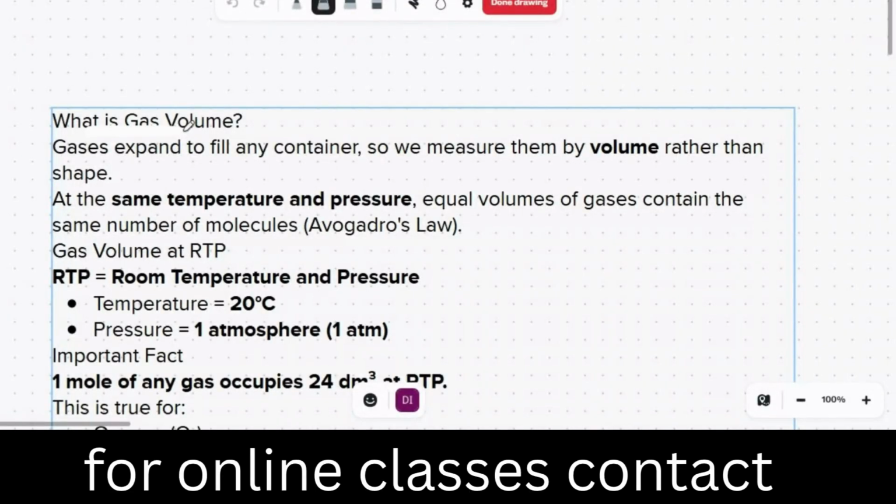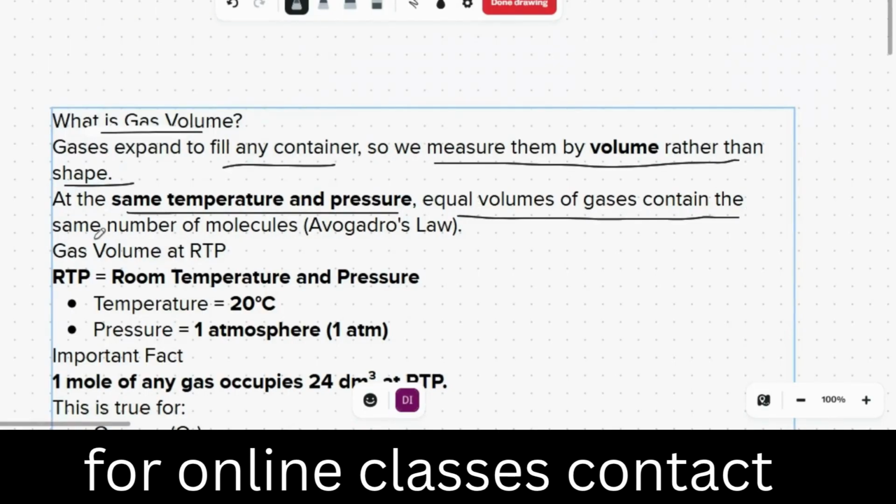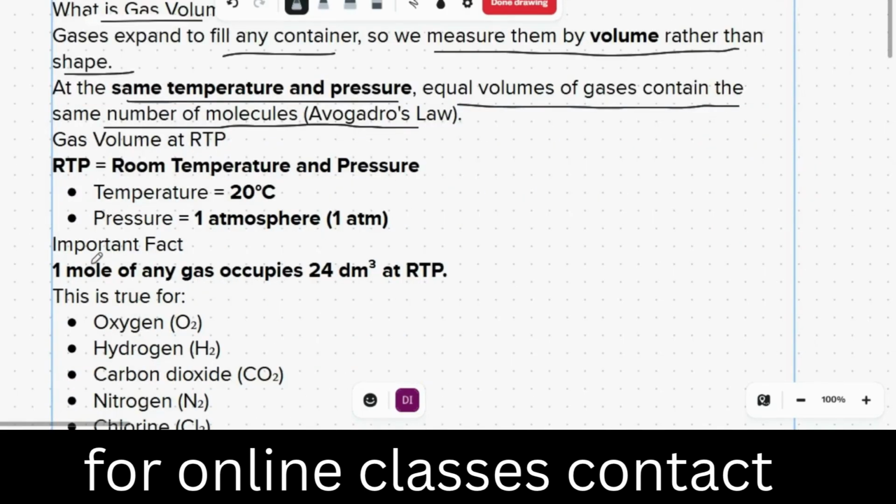Today we are going to talk about gas volume. Gases expand to fill any container, so we measure them by volume rather than shape. At the same temperature and pressure, equal volumes of gas contain the same number of moles. This is Avogadro's law.